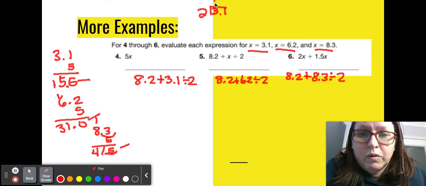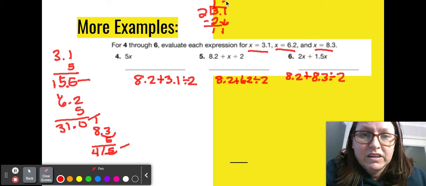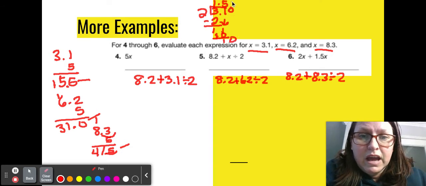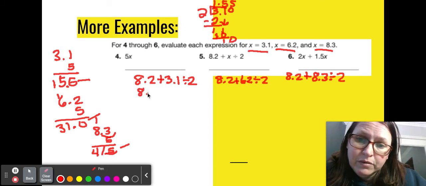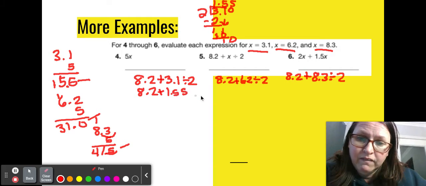2 goes into 3 one time. 1 times 2 is 2. 3 minus 2 is 1. Bring down my 1. 2 goes into 11 5 times. Bring up my decimal. 5 times 2 is 10. 11 minus 10 is 1. Bring down a 0. And 2 goes into 10 5 times. So this one, I now have 8.2 plus 1.55.